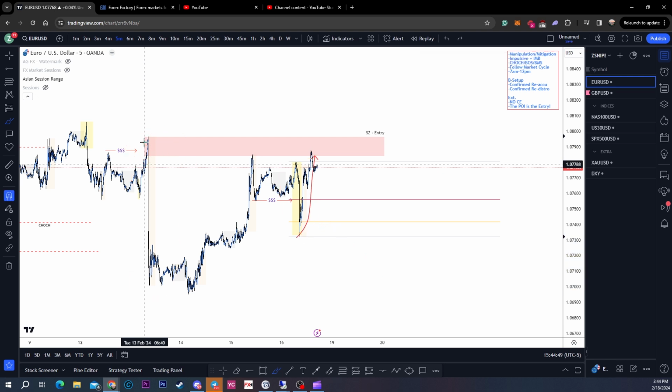Basically, building a story behind this means, okay, sellers were in charge here. Sellers were in charge to the downside. Let me turn down this music just in case it is too loud.